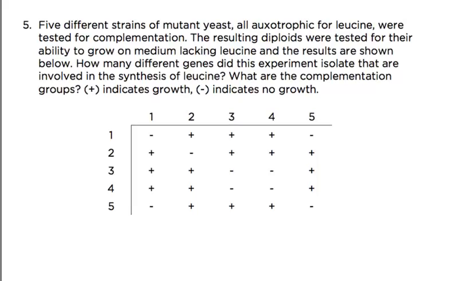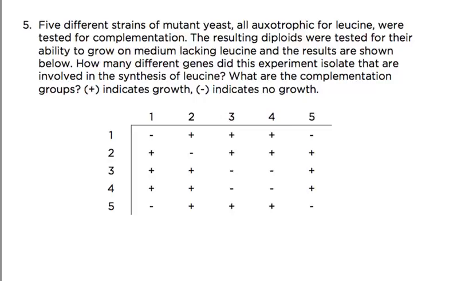Problem 5. 5 different strains of mutant yeast, all auxotrophic for leucine, were tested for complementation. The resulting diploids were tested for their ability to grow on medium lacking leucine, and the results are shown below. How many different genes did this experiment isolate that are involved in the synthesis of leucine? What are the complementation groups? Plus indicates growth and minus indicates no growth.